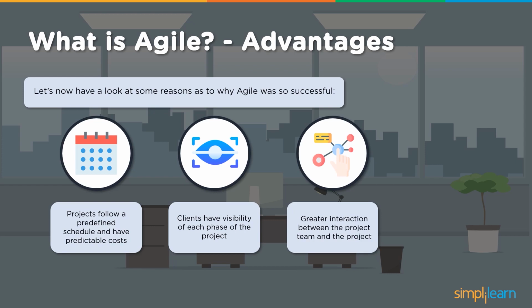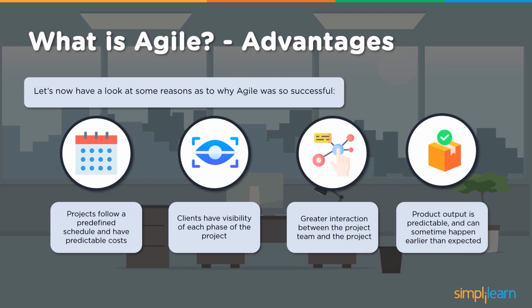This gives the team, the Scrum Master and the product owner visibility into what is complete and what needs to be completed. This will help the project manager or Scrum Master to provide the necessary inputs, and give better visibility to the customers and stakeholders as well. Product output is predictable and can sometimes happen earlier than expected.